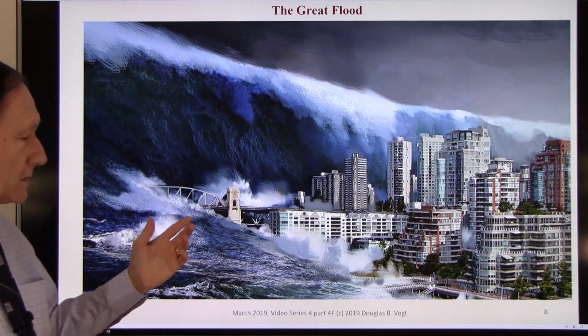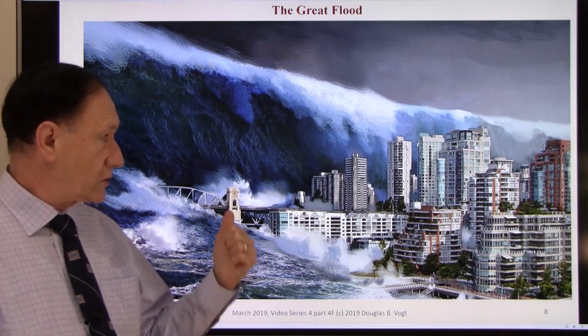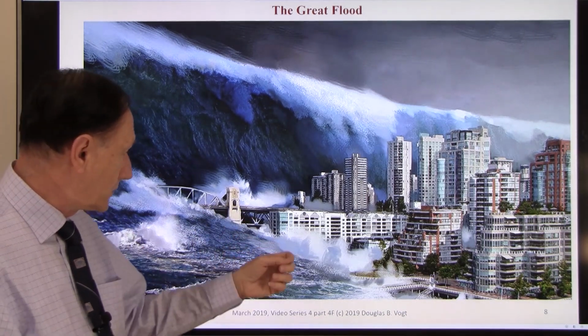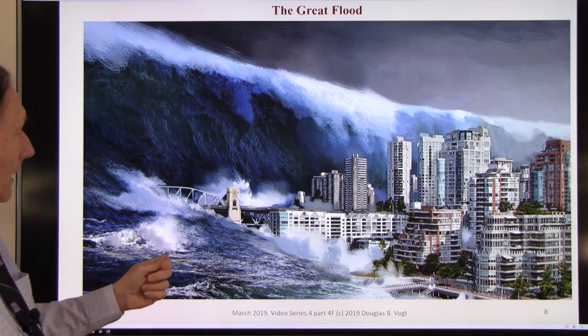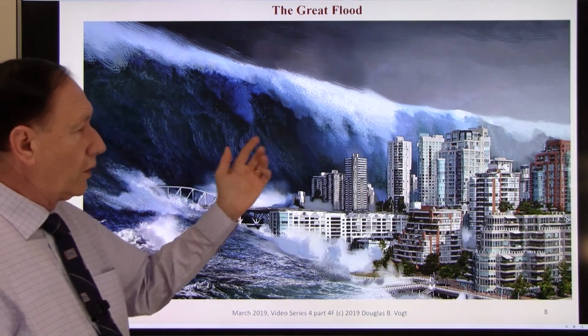This is what the result of this reversal is. This is what you're all scared about. An artist did this, did a wonderful job. I wish I knew who the artist was, I'd give him credit. You're going to see a wall of water coming towards you.